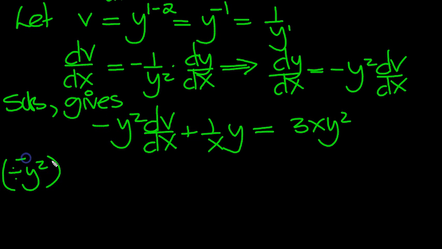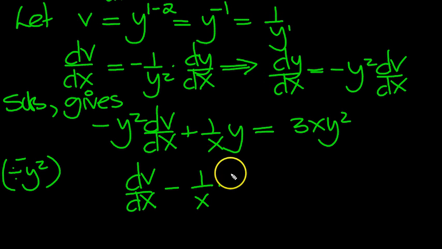I'm going to divide by minus y squared so the minus can go at the same time. So we'll get dv/dx, and this becomes a minus, doesn't it? Divide by y squared, so we'll just get 1 over x times the 1 over y. Now the 1 over y is the value of v, so I'll put that in there, equals 3x times minus y squared. Divide by minus y squared is a minus, isn't it, there? So that looks good.